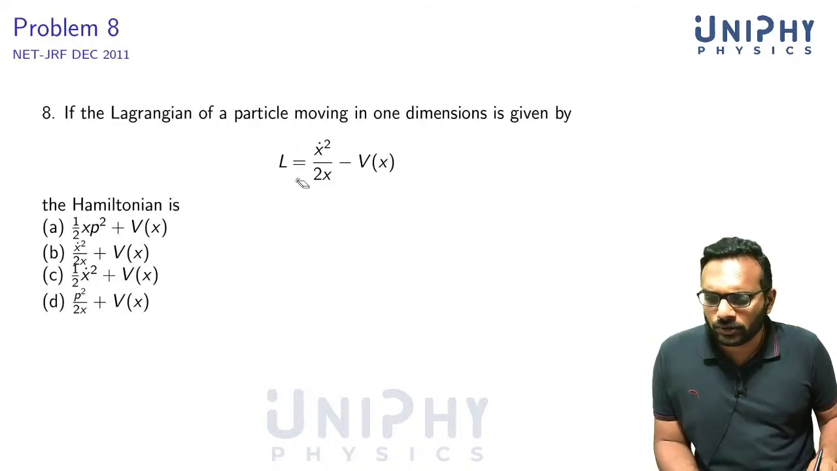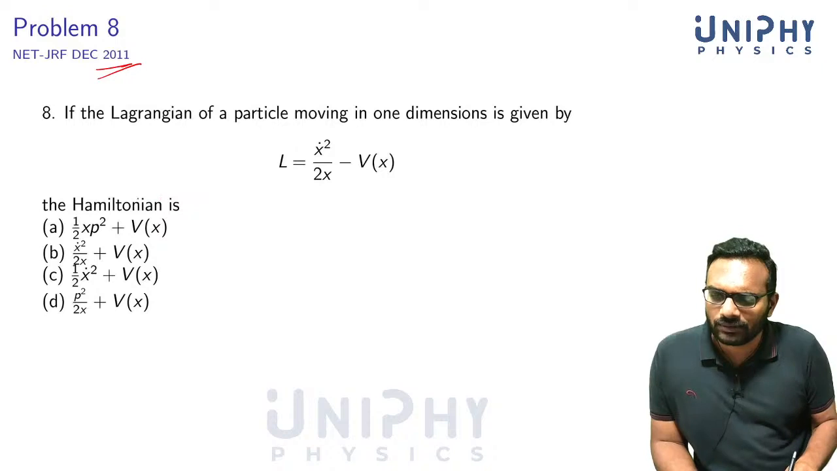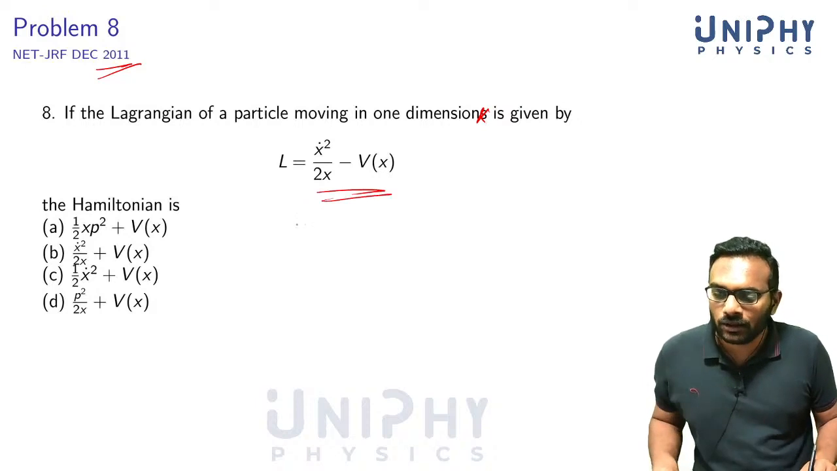So I'll just do one more problem. This is an easy one, again asked in the same examination. If the Lagrangian of a particle moving in one dimension is given by this, this is the Lagrangian, what's the Hamiltonian?